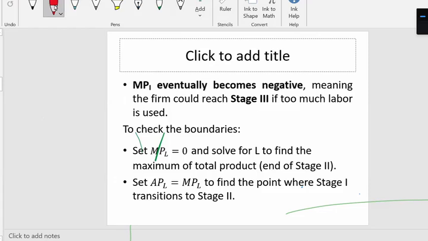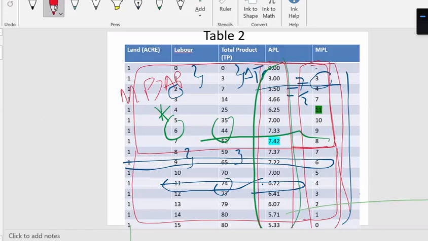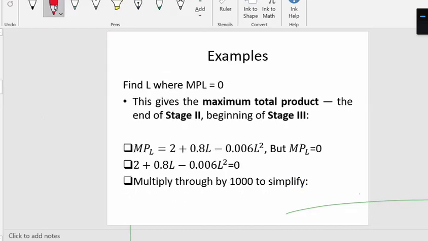Sawa? But you can set also average product equal to marginal product to find the point where stage 1 and stage 2 interact. Kwa mfano hapa tumeona kuna stage 1 na kuna stage 2, sawa? Na kuna stage 3. Lakini stage hizi lazima tuone where average product and the marginal product zinakutana. Okay. Sawa. Let's see an example here. This is just a simple example.